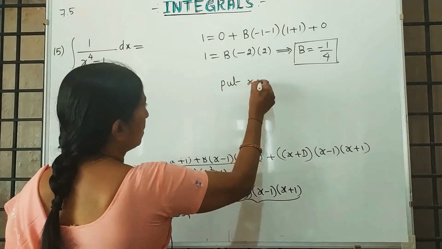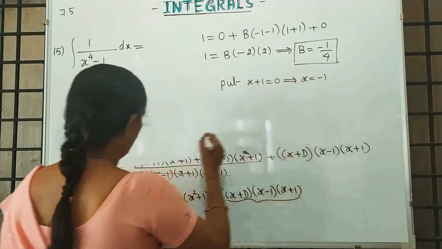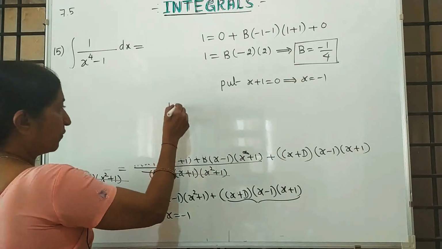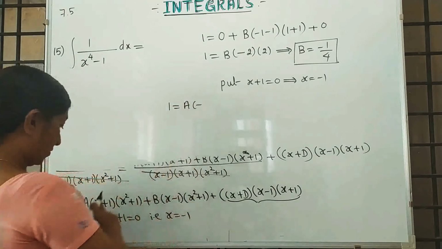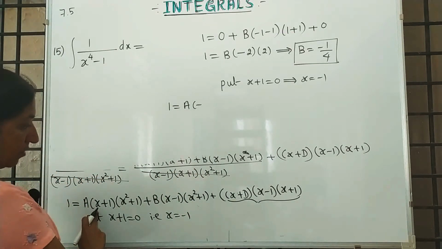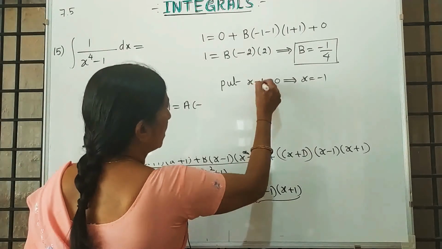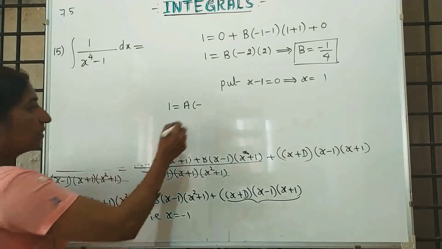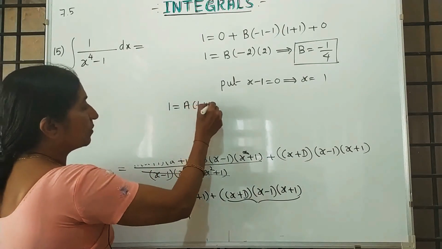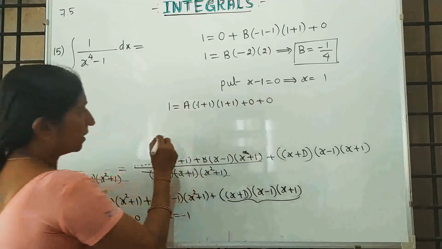Put x plus 1 is equal to 0, which implies x is equal to minus 1. Left side is already 1. Its value is minus... We are writing x minus 1 is equal to 0, which means x is equal to 1. It is a into 1 plus 1, 1 square is 1, b value 0, and the last bracket is 0.